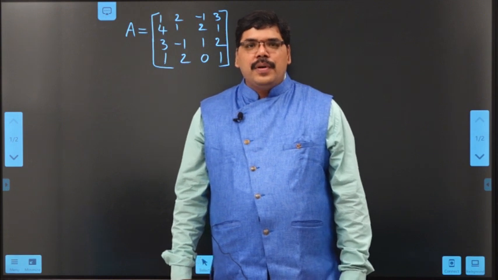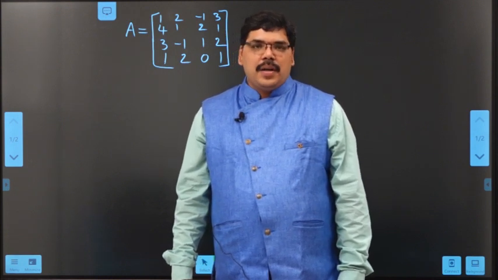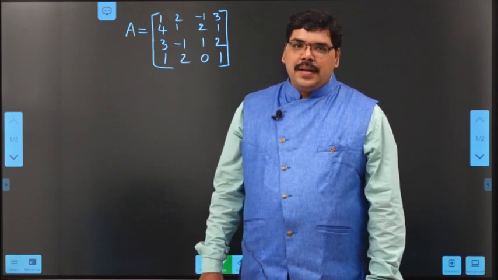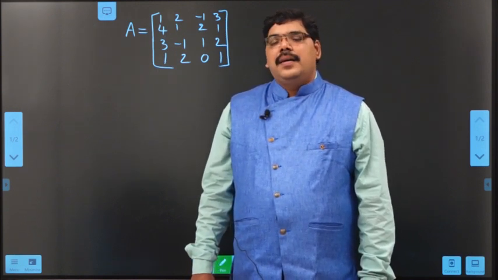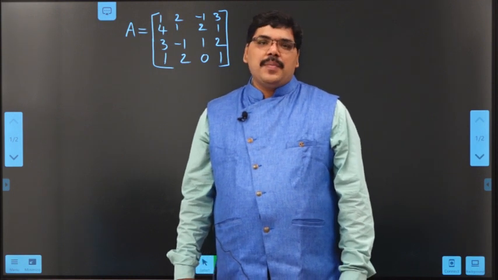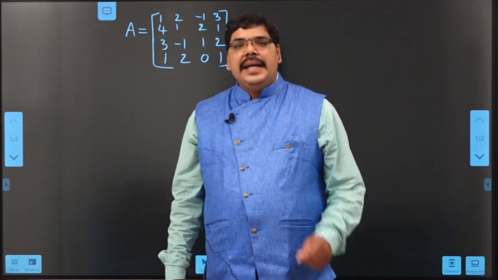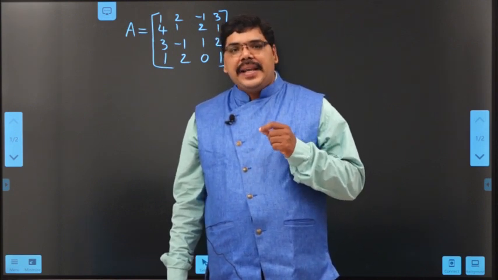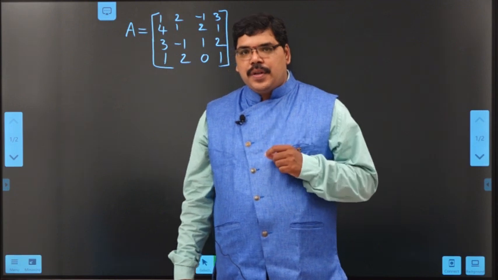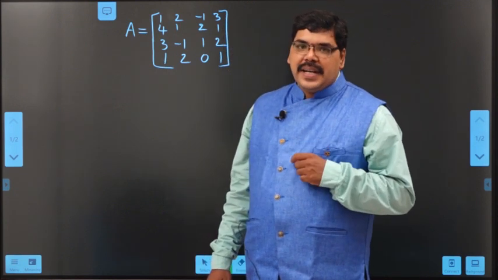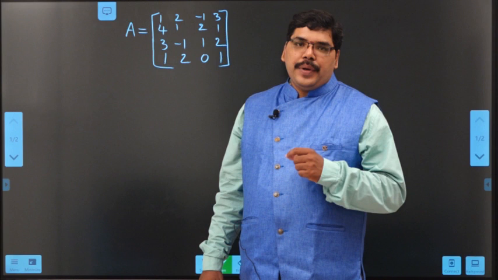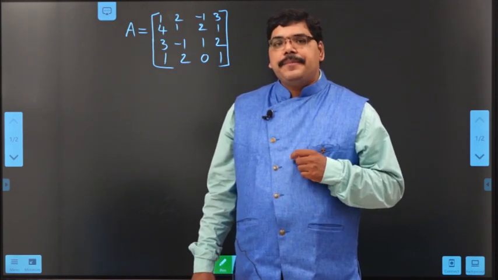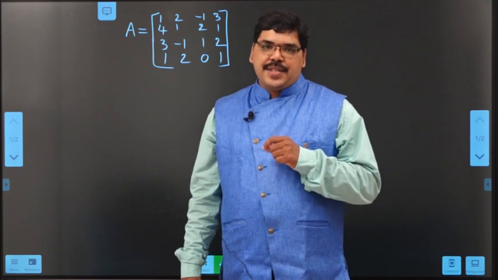Now we will see a problem on finding the rank of a matrix using normal form. Recall, a matrix is said to be in normal form if it can be reduced to an identity matrix and the remaining elements are zeros. Now here we have a matrix capital A. We want to reduce it into normal form and find its rank. For that we use row operations.